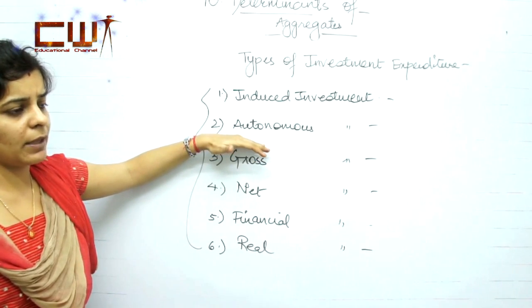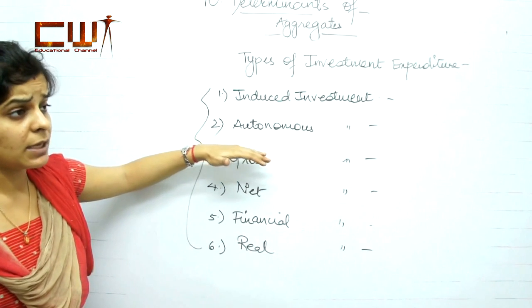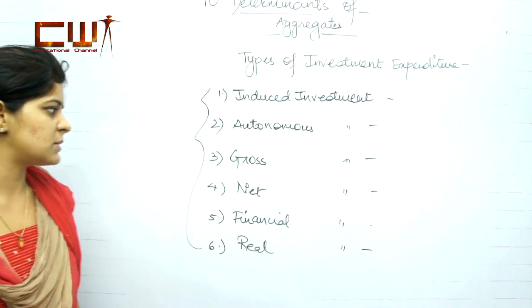Autonomous investment means when you don't think about profit and you're investing. Government doesn't think of making any profit, but still it is investing money in the form of construction of roads, dams, bridges, power plants, etc. That is known as autonomous investment.